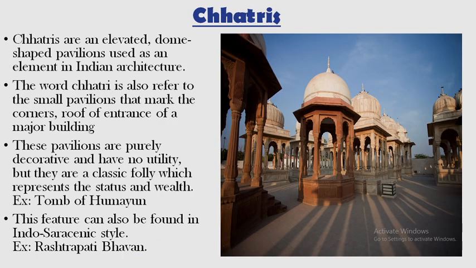Chhatris are elevated dome-shaped pavilions used as an element in Indian architecture. The word chhatri also refers to the small pavilions that mark the corners of the roof or entrance of a major building. These pavilions are purely decorative and have no utility, but they are a classic folly which represents status and wealth. Example, the tomb of Humayun. This feature can also be seen in the Indo-Saracenic style, with the Rashtrapati Bhavan as an example.